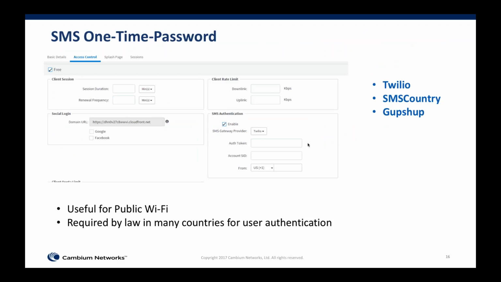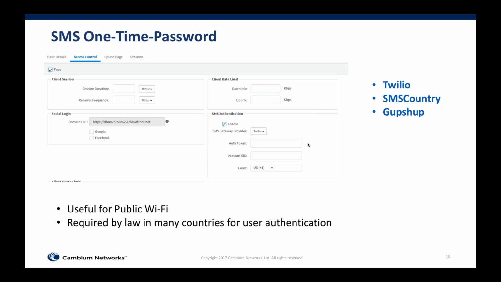One of the other major improvements that we've made is something that is often a legal requirement in many countries around the world. This is the ability to authenticate users using their cell phone number. So if you're, for example, in a cafe or coffee shop and you want to offer public Wi-Fi in many countries, because of implications around security, the laws require you to authenticate users over a cell phone.